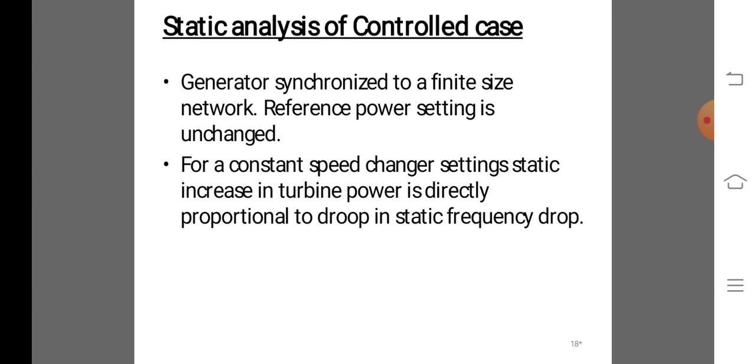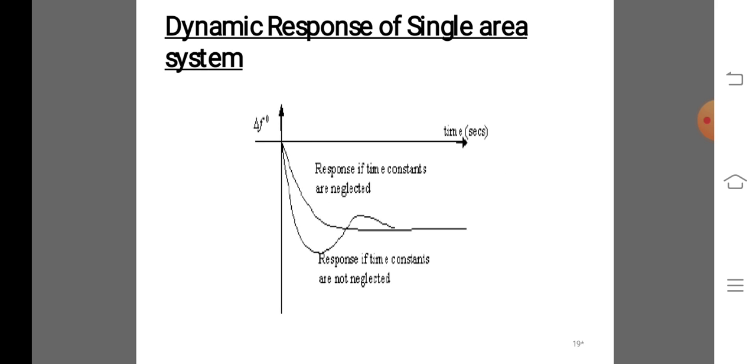Then let us see the static analysis of the controlled case. In this controlled case, the frequency regulation is much larger than that of A. Then load changes in A will not appreciably affect the frequency of the system. Flat frequency control is useful only when a small system is connected to a much larger system.